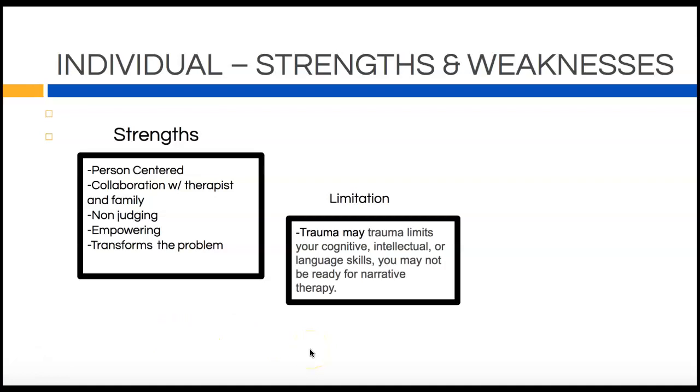Some of the strengths of narrative therapy is that it is person-centered. It allows for a collaboration, an interactive relationship that is crucial in a therapist and client relationship. So it is also not only collaboration with the therapist, but also eventually collaboration with her family. It is non-judging, which is critical in working with older adults as they have some self-stigmatizing views. And also it is empowering, and what it does essentially is it transforms the problem.